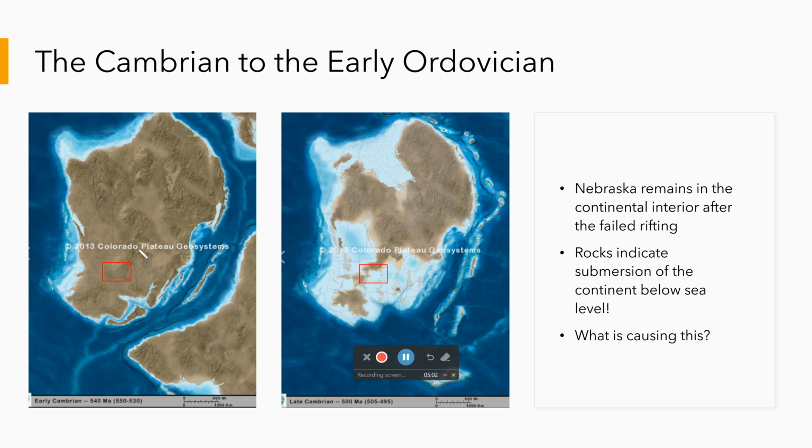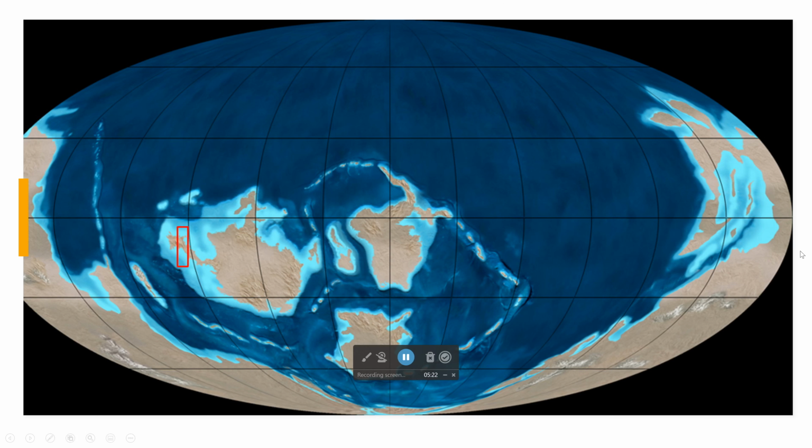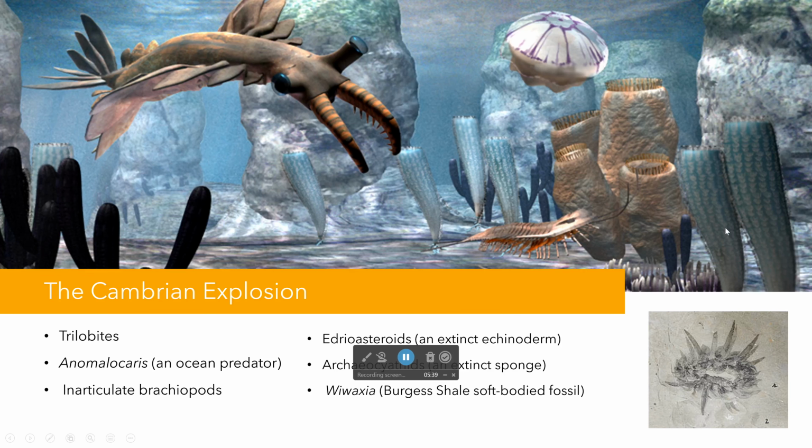after that failed rifting event. The rocks that are deposited at this time, though, indicate that throughout the Cambrian, from the early to the late, rocks increasingly were submerged below sea level. So this represents the continents being submerged. So what exactly is causing this? You can see it's happening all over the globe, right? So there's different areas. We're where the red box is about, but this is happening to the east in areas, it's happening to the west in areas, all the way to the right of this map. So we're getting global rise of sea level.